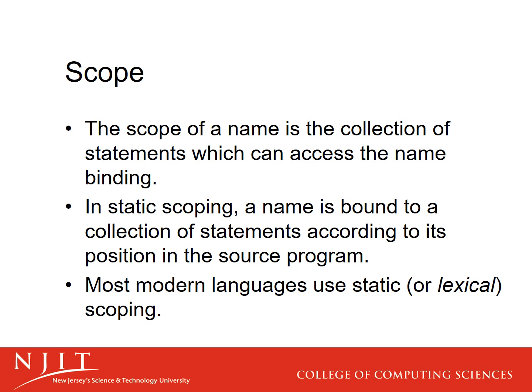Static scoping means that you can tell the scope of a variable by looking to see where the variable appears in the program. Okay, so in a statically scoped language like C and C++ and Java, the scope of a variable can be determined just by looking at it, just by seeing where it is in the program.